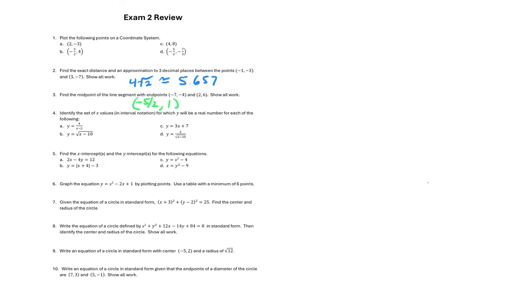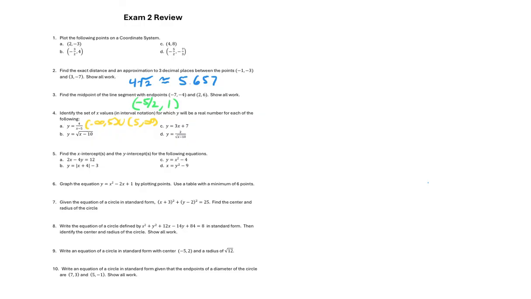Identify the set of x values in interval notation for which y will be a real number for each of the following. 4 over x minus 5. There we have a denominator that could equal 0 at one point. That point will be at x equals 5. So the set of x values for that one will be from -infinity to 5, union 5 to infinity.